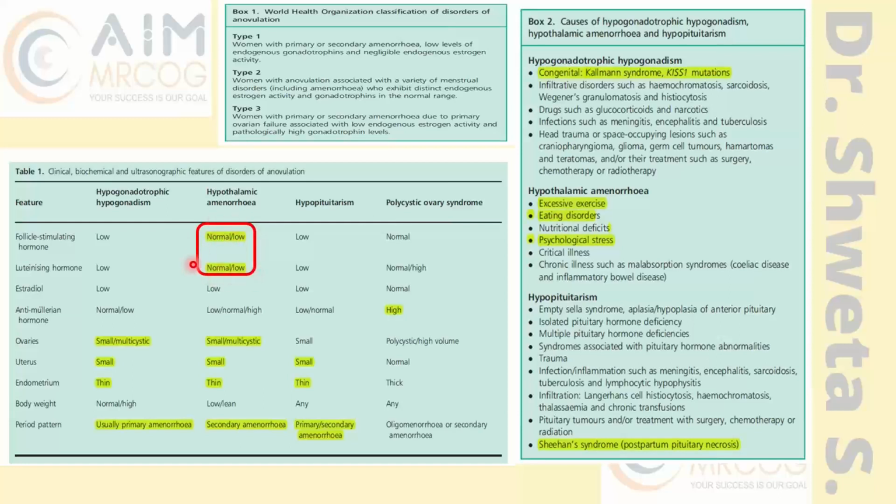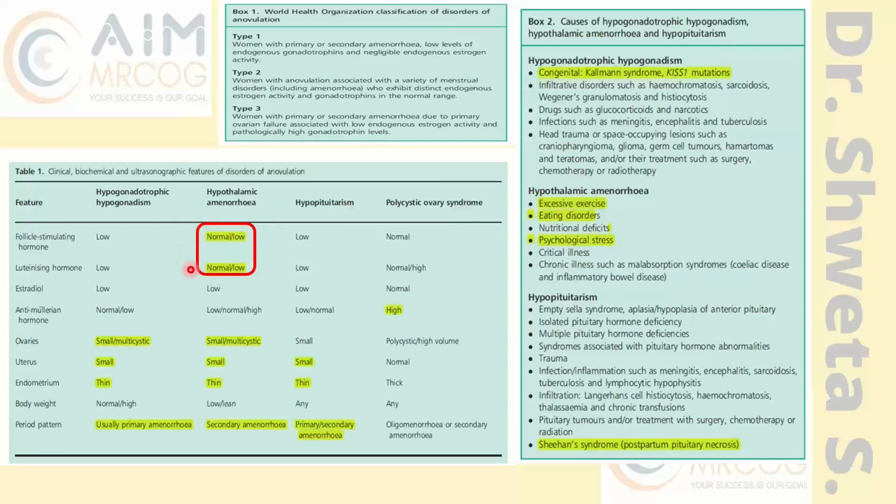So normal level doesn't preclude you from choosing hypothalamic amenorrhea. Sometimes, whenever they make an EMQ of amenorrhea, there will always be one question of hypothalamic. There will always be one question of ovarian problem because they have to categorize it into three. So hypothalamic is their favorite.